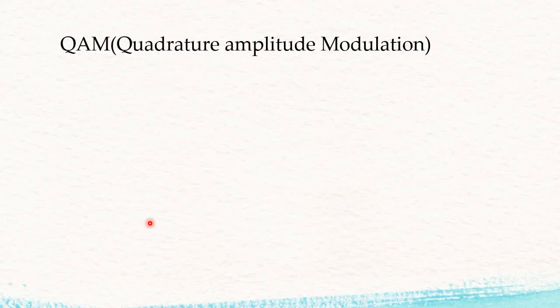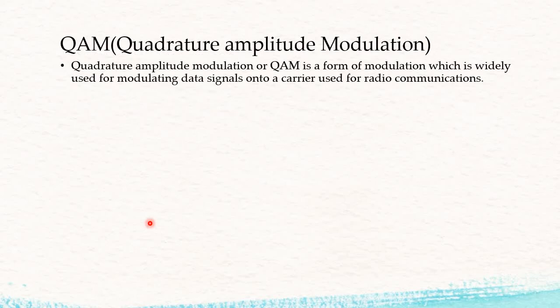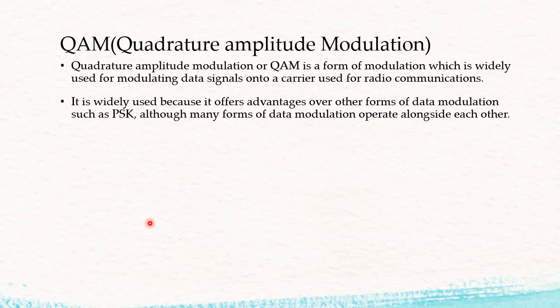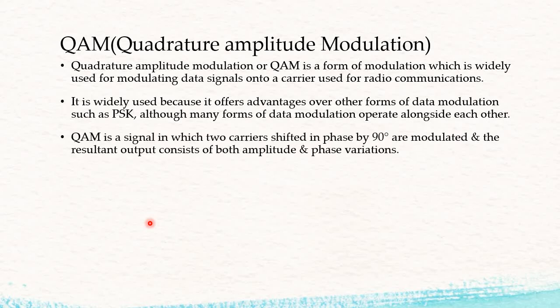What is QAM or quadrature amplitude modulation? Quadrature amplitude modulation, or QAM, is a form of modulation which is widely used for modulating a data signal onto a carrier used for radio communication. It is widely used because it offers advantages over other forms of data modulation such as PSK, although many forms of data modulation operate alongside each other.